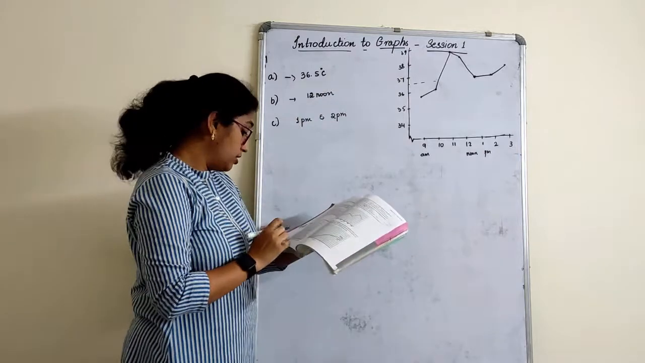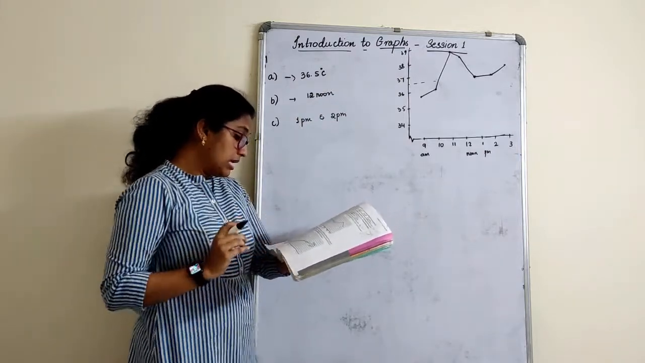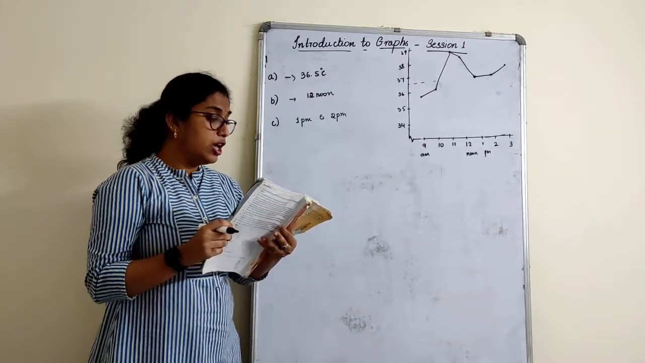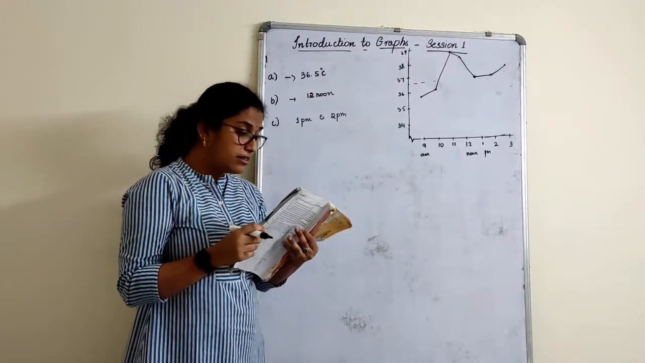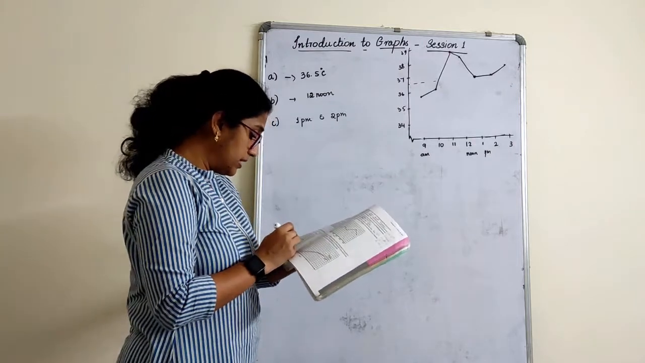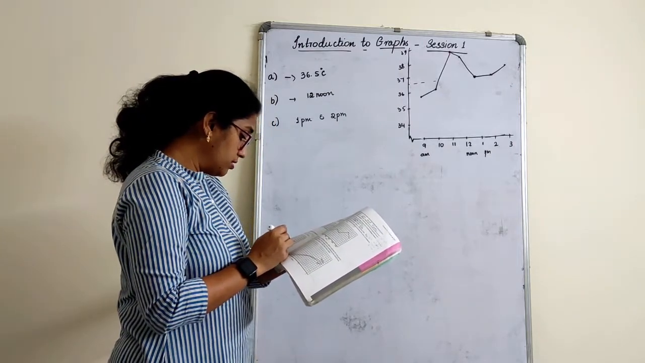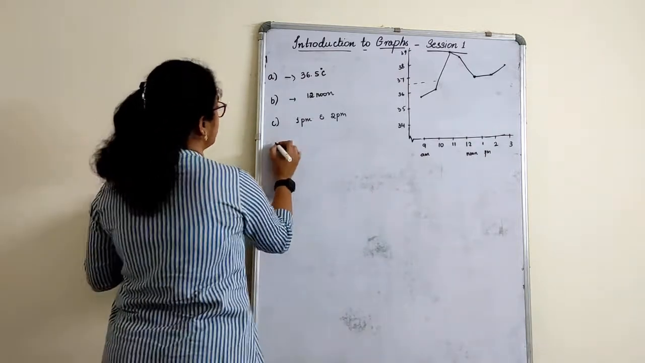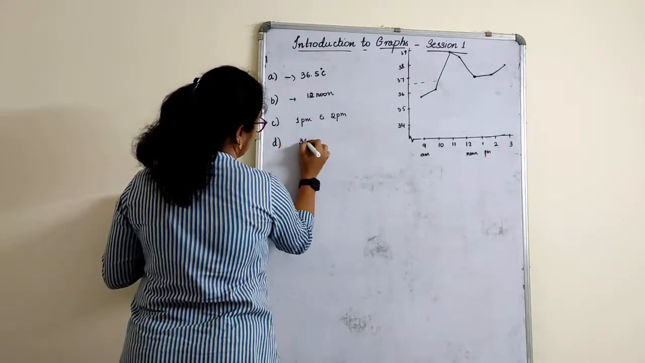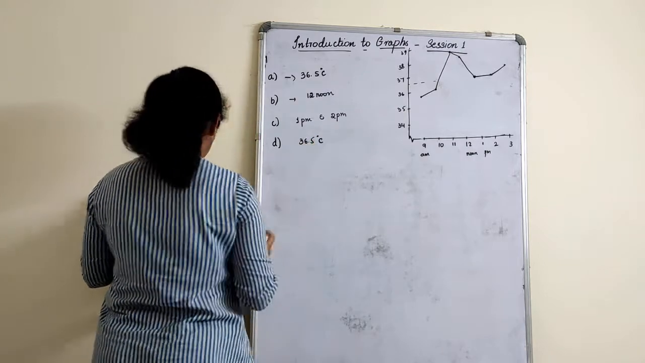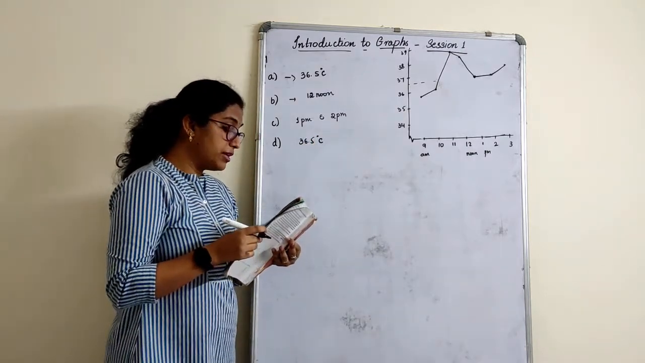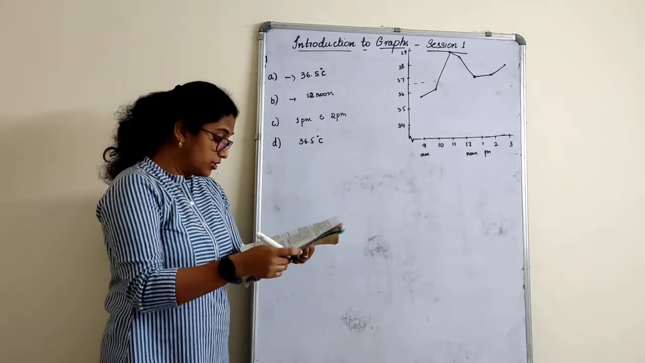That was how much? At 1 p.m. and 2 p.m. it was 36.5. They have not asked how much. Then, what was the temperature at 1:30 p.m.? So at 1:30 p.m. the temperature was 36.5, right? D. 36.5 degrees Celsius. During which period did the patient's temperature show an upward trend?